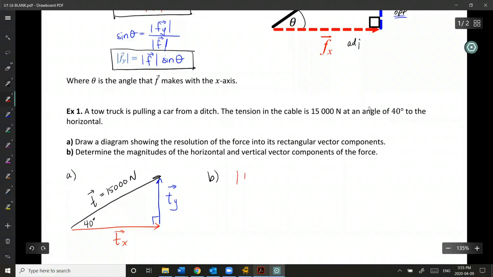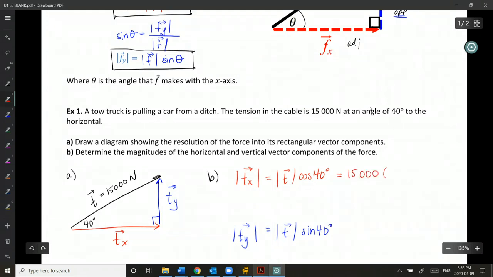Part B asks us to find those horizontal and vertical components. So I'm just going to use those formulas that we developed in the above example. And I know that the tension in the x direction is going to be equal to the magnitude of the tension times the cosine of the angle, whereas the tension in the y direction or the vertical direction is going to be equal to the tension times the sine of the angle. So I do know that the magnitude of the tension is 15,000 newtons. So I'm simply going to multiply 15,000 newtons by the cos of 40. And similarly for the vertical component, we're going to multiply 15,000 newtons times the sine of 40. So we'll enter these into our calculator quickly.